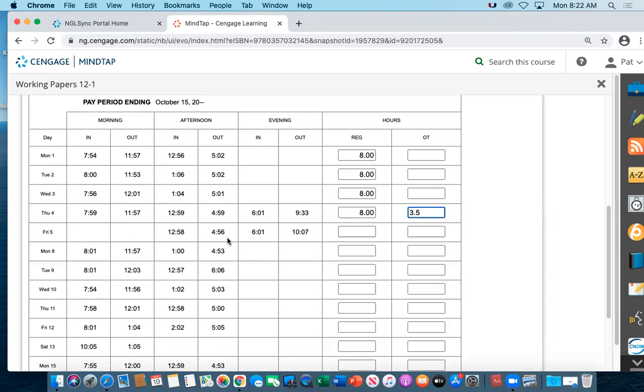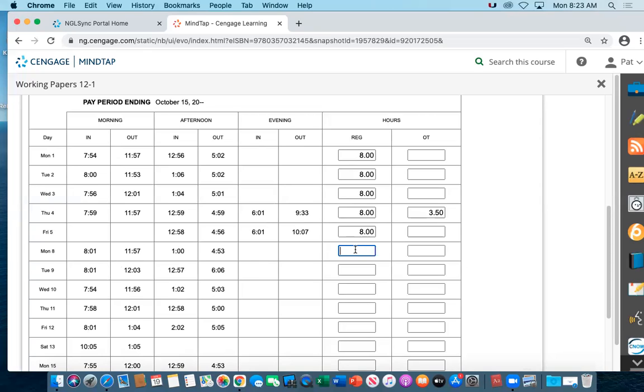3.5. They didn't work in the morning. They worked from 1 to 5. That's 4. And then they worked 7, 8, 9, 10. That's 4. So they worked 8 hours that day. Does that make sense? 4 hours here and 4 hours here. This is not overtime, right? In order to have overtime hours on Friday, you need to work over 8 hours, correct? Just because it's in the evening section does not mean it's overtime.